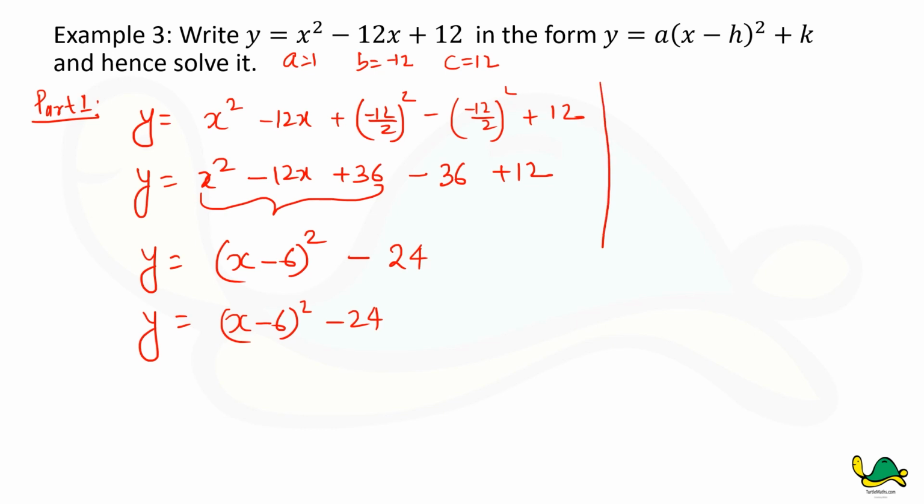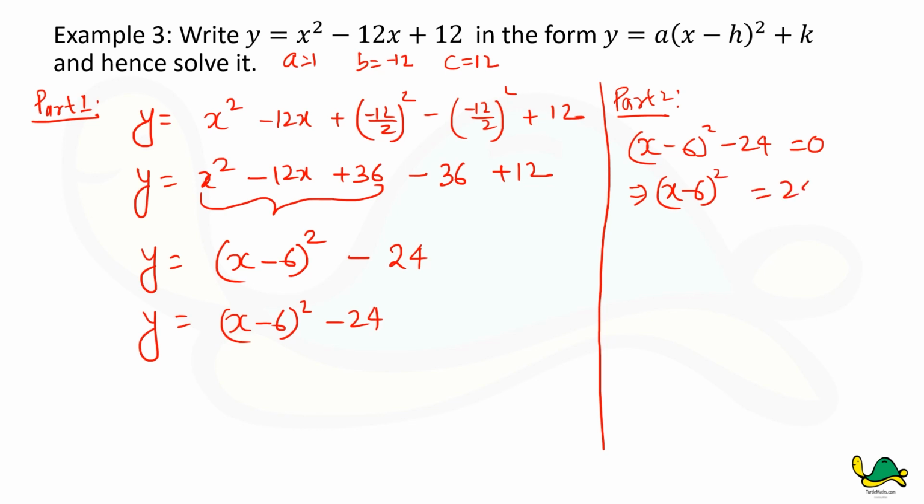Part 2, solving it. So in order to solve it, I will equate my given function to 0, which is x minus 6 whole square minus 24 equal to 0. It implies that x minus 6 whole square is equal to 24. We'll take the square root, so I'll be left with plus minus root 24.